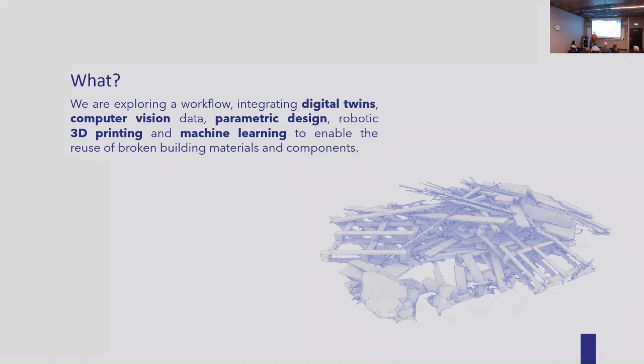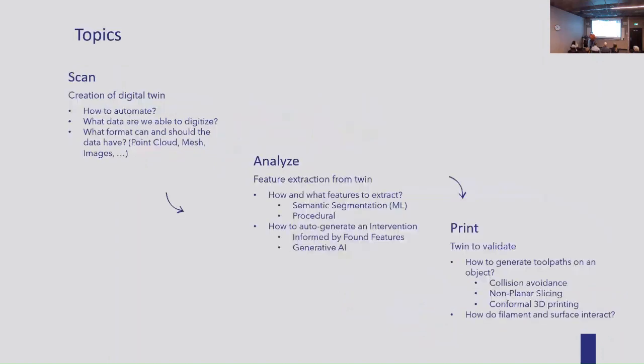And we try to integrate for that a lot of different new technologies like digital twins, of course, computer vision, parametric design, then robotic 3D printing, and also a little bit of machine learning. And our research is structured in these 3 parts. So first we investigate how we can actually create a digital twin from an element. So we just have a raw element that would be thrown away. So we take it, and how can we create a digital model of this? And how can we also automate this process so we don't have to manually 3D scan, but how can we maybe use a robot to do the 3D scanning for us? What data are we actually able to get?